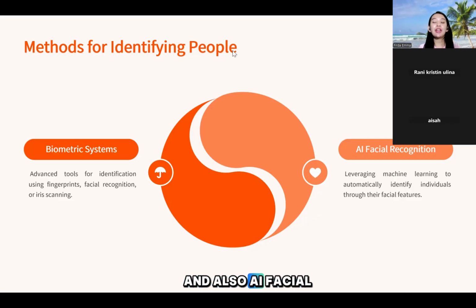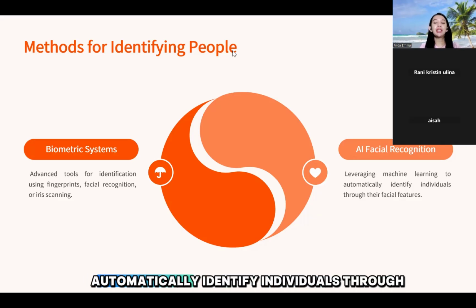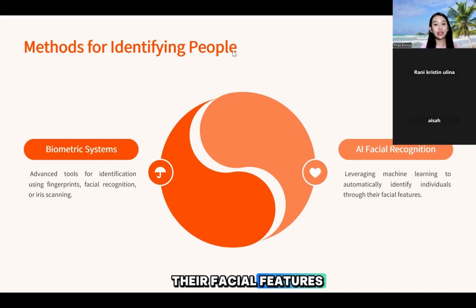And also AI facial recognition, leveraging machine learning to automatically identify individuals through their facial features. AI facial recognition is not quite different from the biometric systems, but the difference is it uses AI methods, which means it's programmed by AI or artificial intelligence like that.